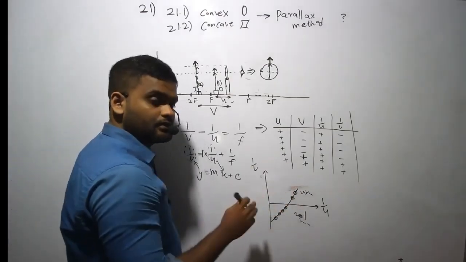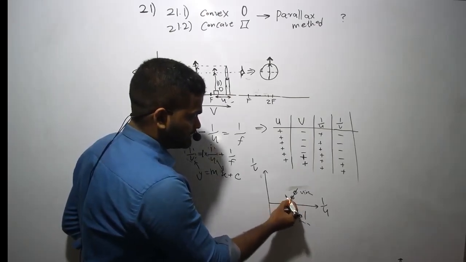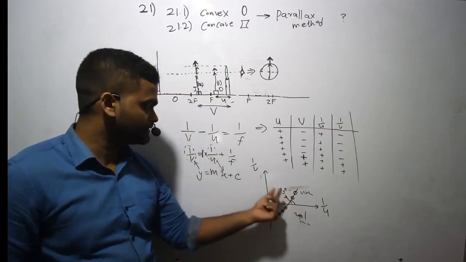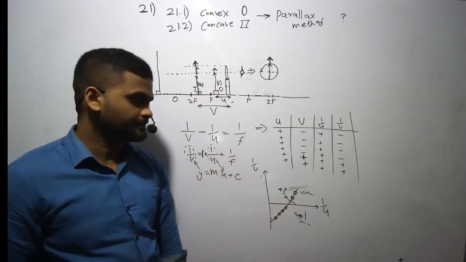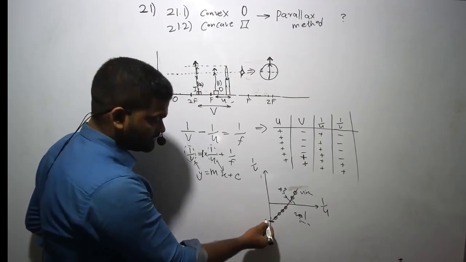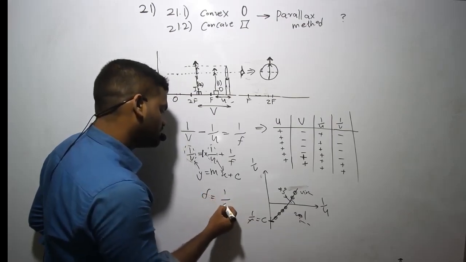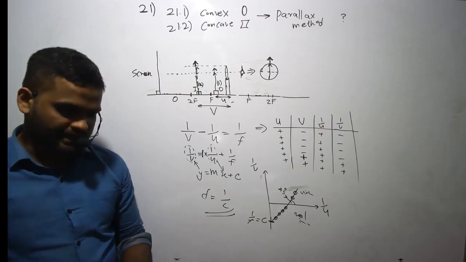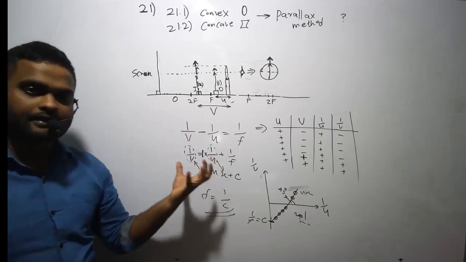So if you have correctly drawn the graph, you know that this angle should be 45 degrees, right? Because gradient is 1, right? So tan 45. So it should be 45 degrees. Then from the intercept, the intercept is here. So you know intercept is equal to 1 over f. Then f is 1 over c. So that is how you find the focal length there. So using that, you can find the focal length, right? So that is the idea of this experiment.